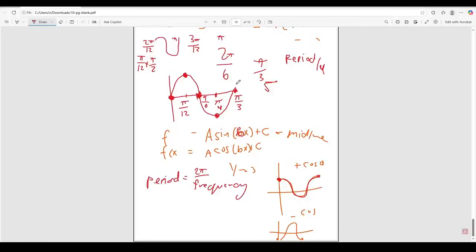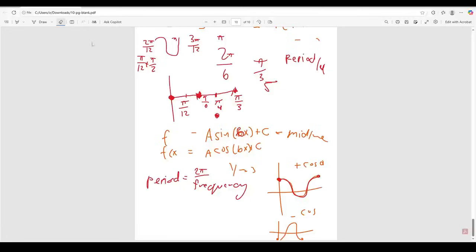Then you just need to add whatever your amplitude is above your midline and whatever your amplitude is below your midline, and that's how you get your full graph for sine. For cosine, it's the exact same procedure, right? You're still going to find 5 points, take your period, divide it by 4 to get the increments, but instead you'll start up here, and your first key point will be the amplitude.